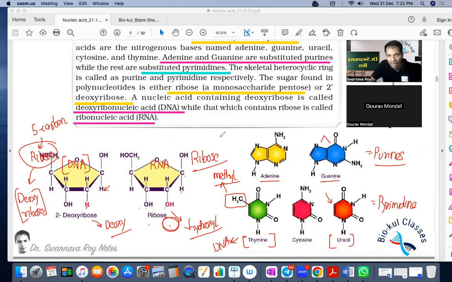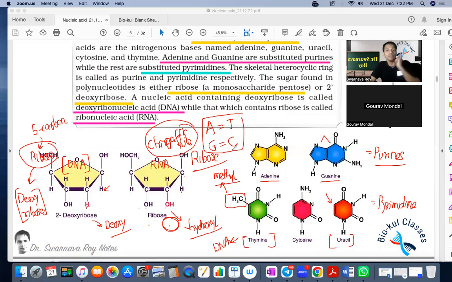And we know adenine pairs with thymine, guanine pairs with cytosine. This is called Chargaff's rule, that adenine always pairs with thymine and guanine pairs with cytosine. In case of RNA, adenine pairs with uracil. That's why thymine and uracil have more or less similar structure. The only difference is that thymine has a methyl group, while in uracil the methyl group is missing. Other than that, if you compare the structures, they are similar.